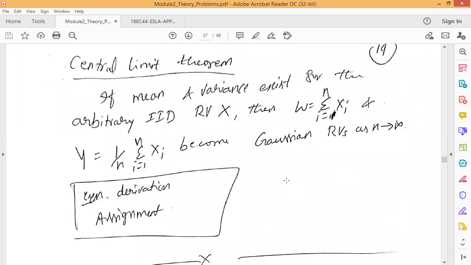central limit theorem. Any doubt up to this? All this is just the theory part, so you need to practice the equation derivations of all the topics. Any doubts up to this? Okay, we'll continue with the next topic, central limit theorem.